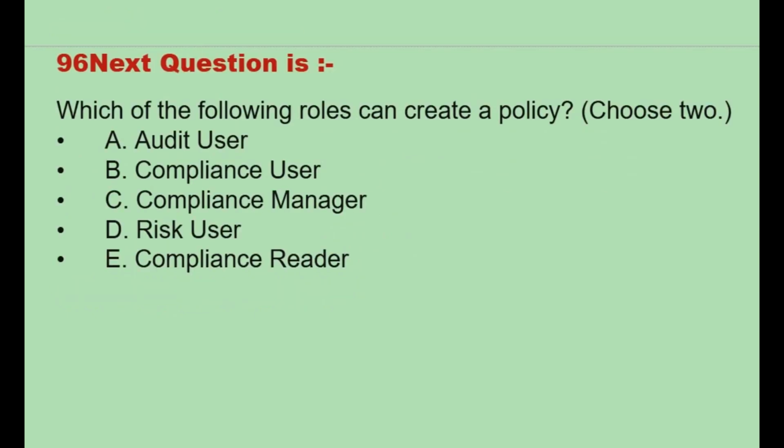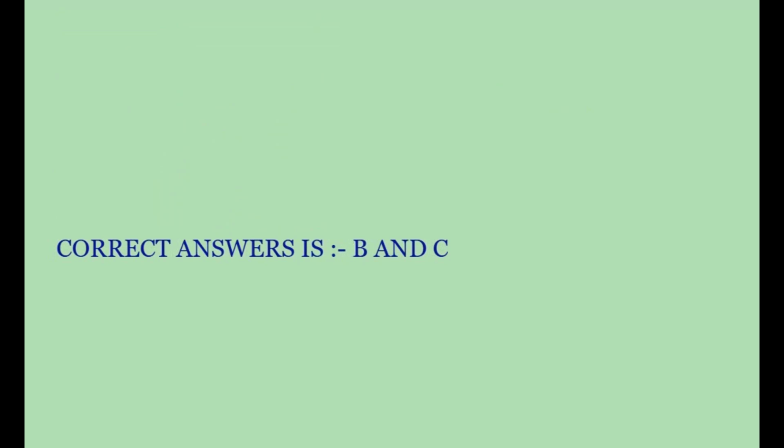Question is which of the following roles can create a policy? Choose two options. Option A Audit User. Option B Compliance User. Option C Compliance Manager. Option D Risk User. Option E Compliance Reader. Correct answer is option B and option C.